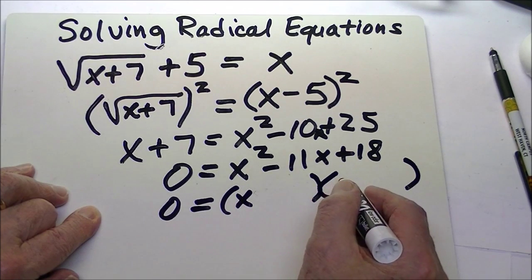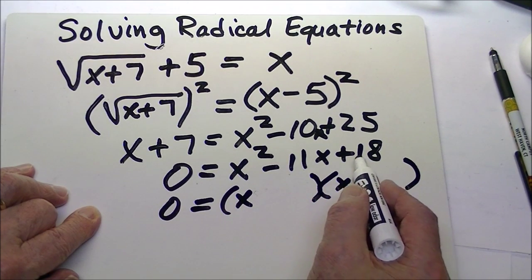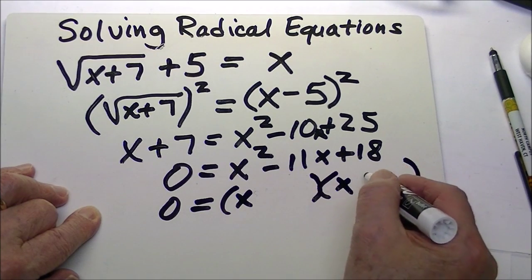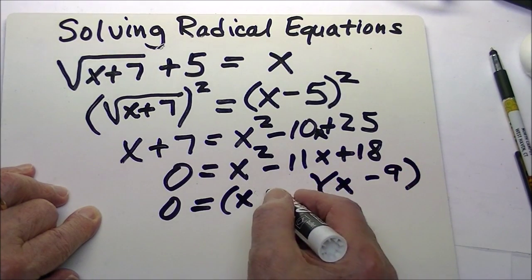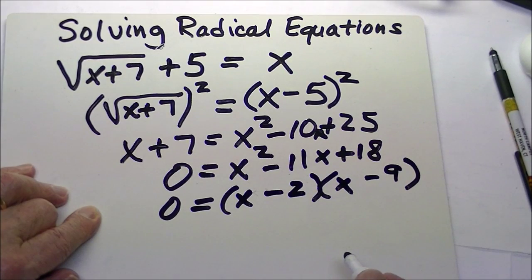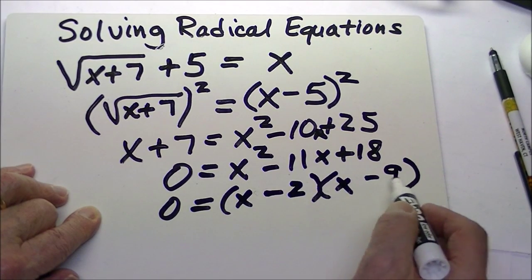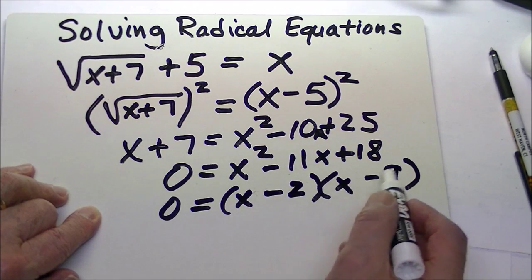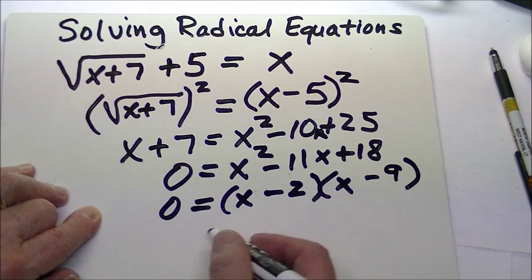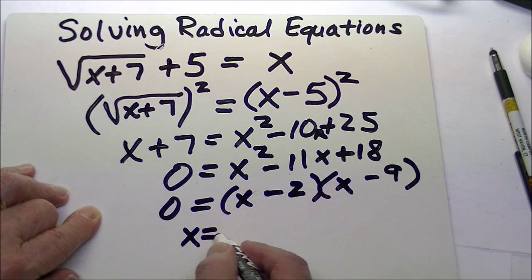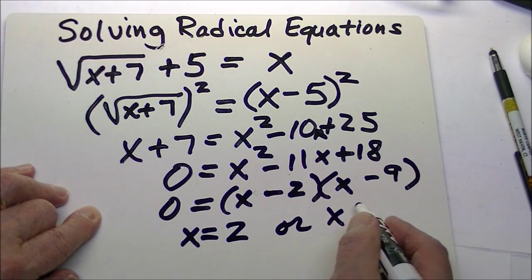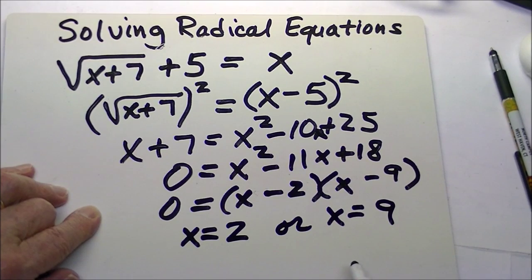So this is x, this is x. Factors of 18 that add up to a negative 11 would be a negative 9 and a negative 2. And if I FOIL that, it checks. Now I'm going to set each of these factors equal to 0, and if I do, I get x equals 2 here, or x equals 9.